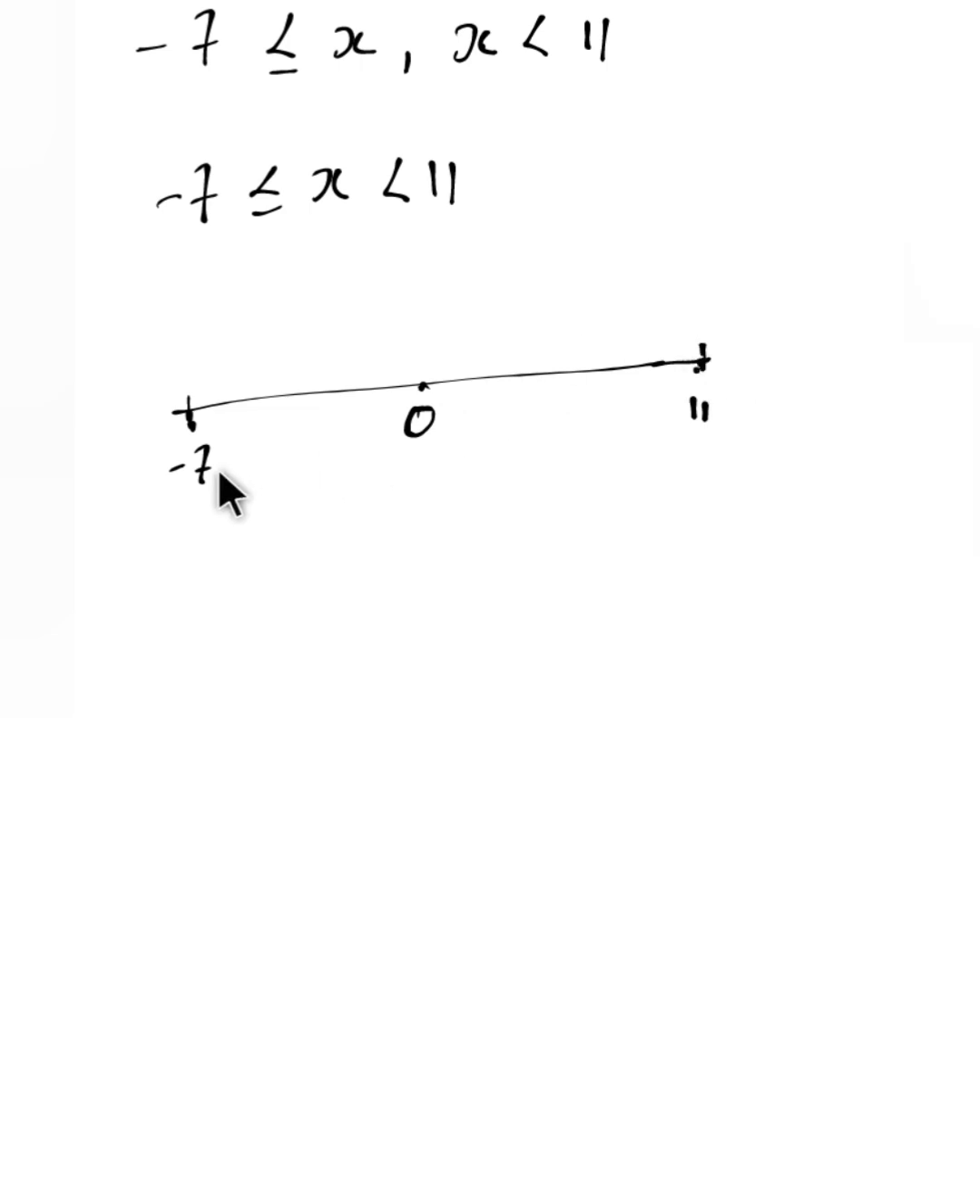So we're interested in minus 7 and 11. Now, at minus 7 we have less than or equal to, because of the equality sign, we'll shade it. Then you observe that minus 7 is less than or equal to x. Or in other words, x is greater than or equal to minus 7. So those numbers that are bigger than minus 7, which is minus 6, minus 5, minus 4. So we're moving in this direction.